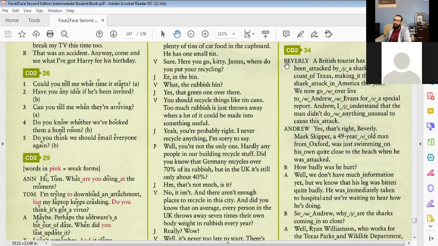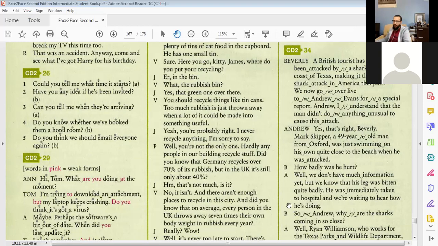Track 34. A British tourist has been attacked by a shark off the coast of Texas, making it the 8th shark attack in America this year. We now go over live to Andrew Evans for a special report. Andrew, I understand that the man didn't do anything unusual to cause this attack. Yes, that's right, Beverly. Mark Skipper, a 49-year-old man from Oxford, was just swimming on his own quite close to the beach when he was attacked. How badly was he hurt? Well, we don't have much information yet, but we know that his leg was bitten quite badly.